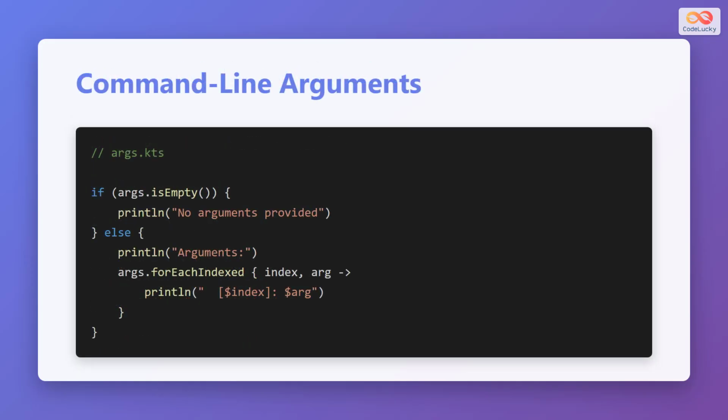Kotlin scripts have access to command line arguments through the args array. You can check if arguments were provided and iterate through them, using forEachIndexed. This allows you to create interactive scripts that respond to user input. Command line arguments make your scripts more flexible and reusable for different scenarios. Simply pass arguments when running your script from the terminal.